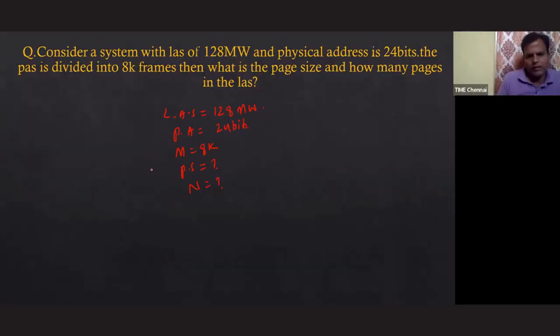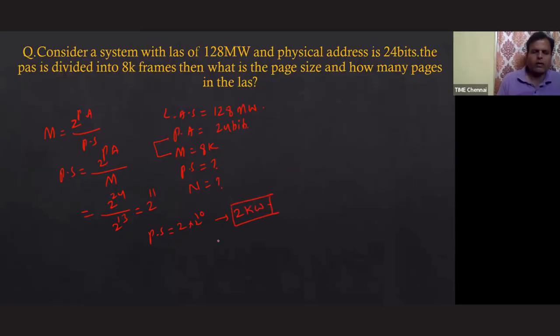See here. With these two parameters, I can easily calculate the page size. So I will rewrite this one as 2 power PA by M, which equals 2 power 24 by M, M equals 2 power 13 because K means 2 power 10, 8 means 2 power 3, so 2 power 13, which equals 2 power 11. So what page size are you getting? 2 power 11 is what? I am writing 2 into 2 power 10, which equals 2KW. Page size equals 2KW. Okay, fine. The next one.